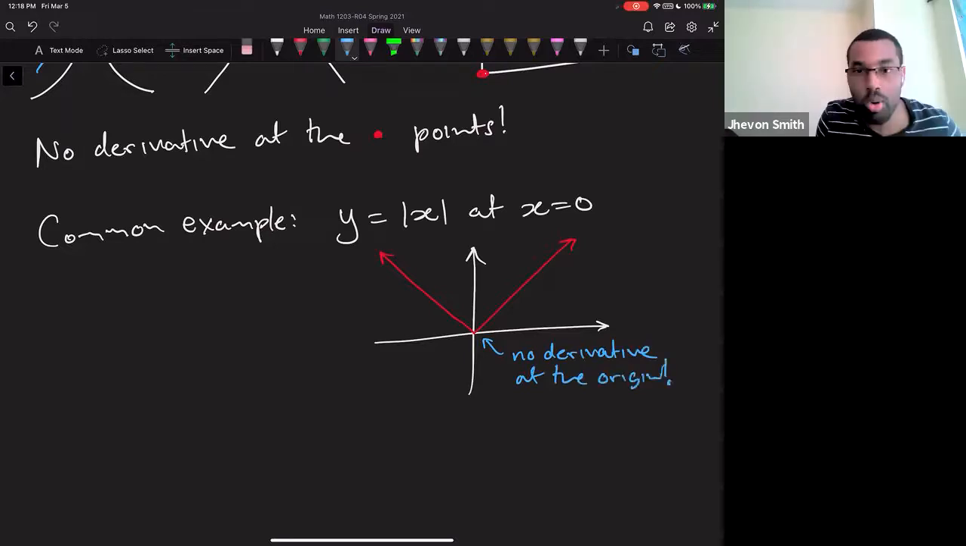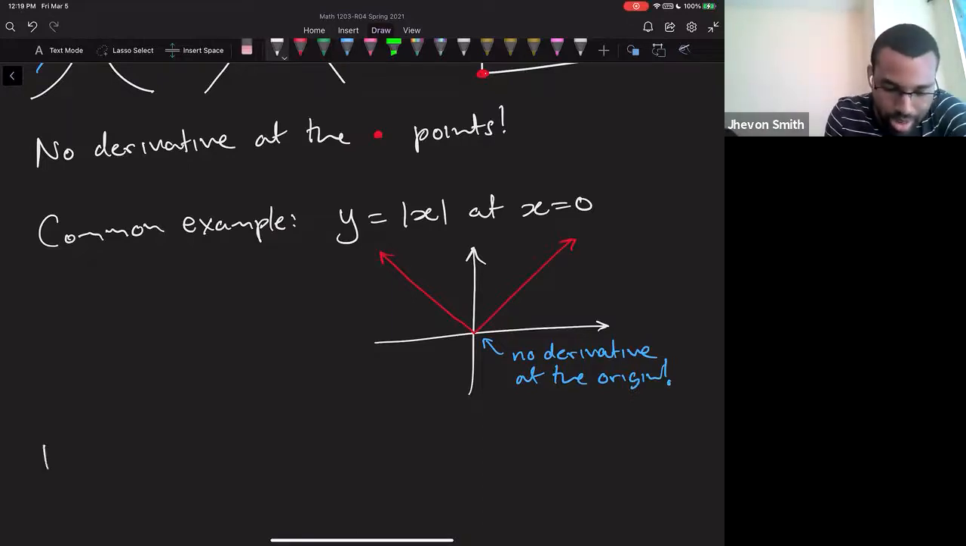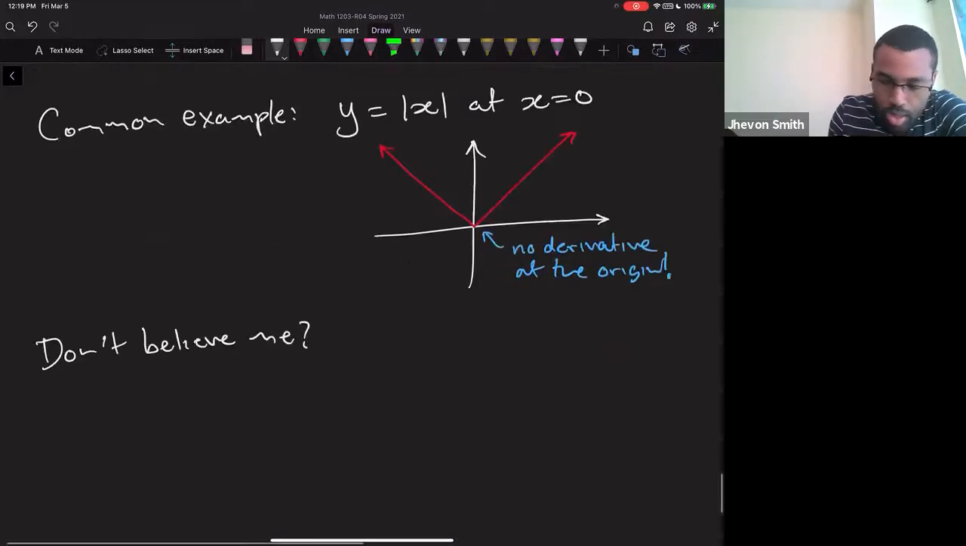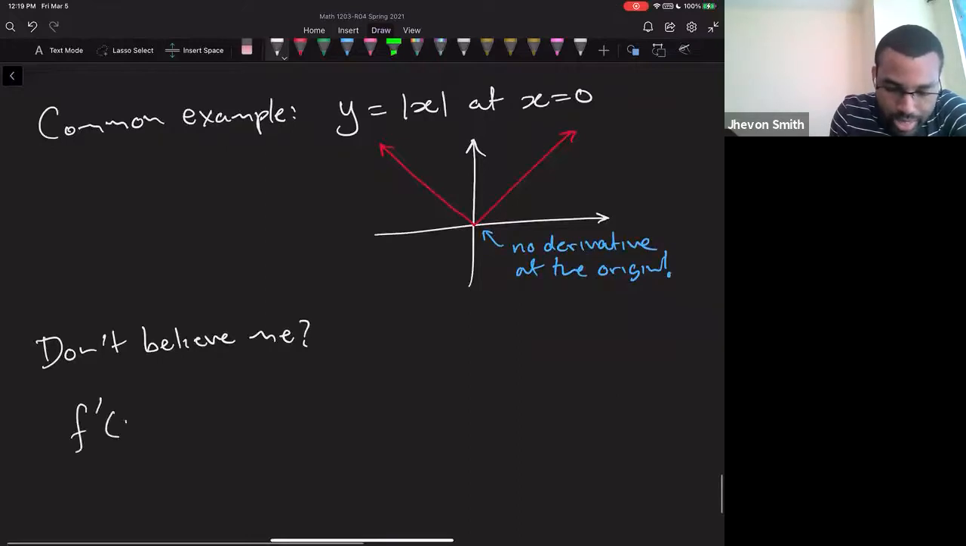Right? Because it's a sharp corner. And there's no derivative. Fight me, right? You're like, okay, you don't believe me? Well, let's find the derivative at 0.